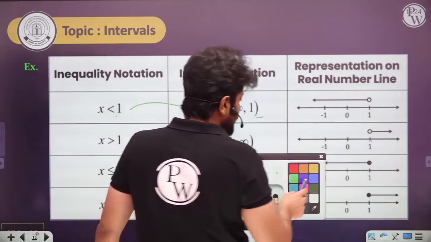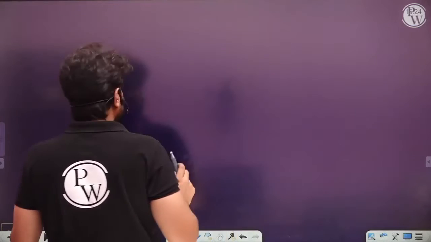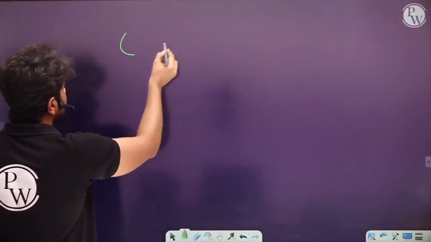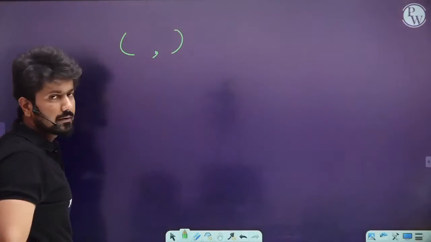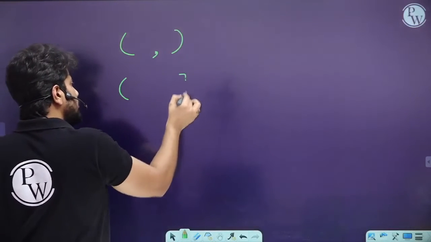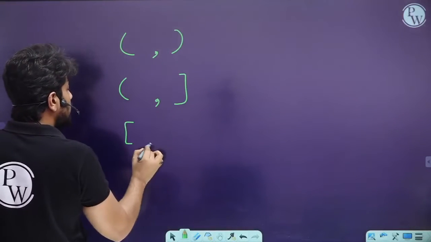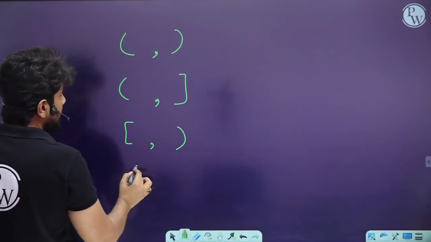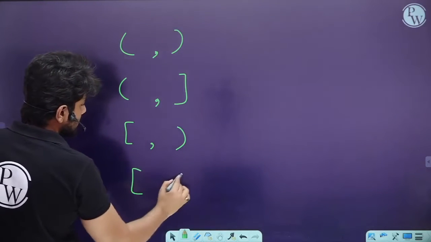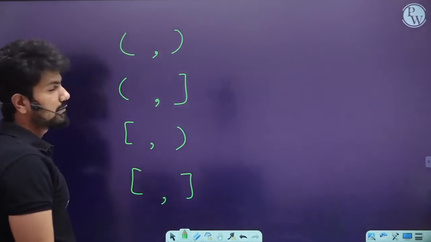Basically, till now you have understood that there are 4 types of brackets. There can be open bracket on both the sides. There can be open and close. There can be close and open. There can be close and close. These are the 4 types of bracket we have.